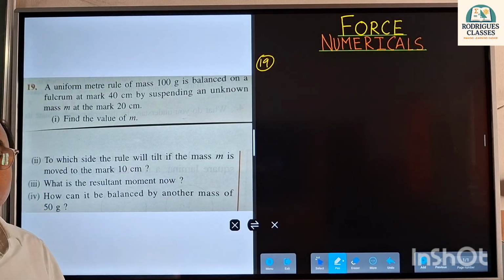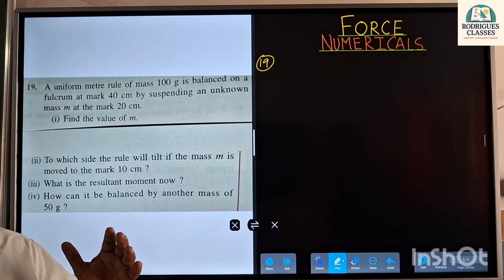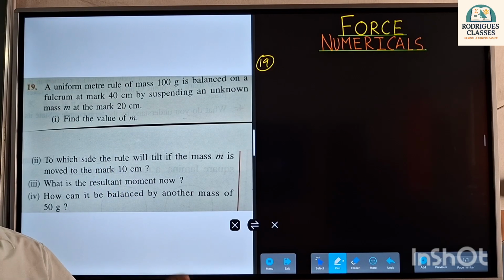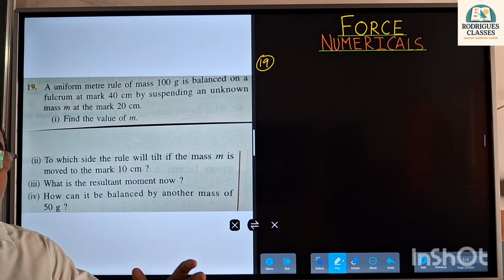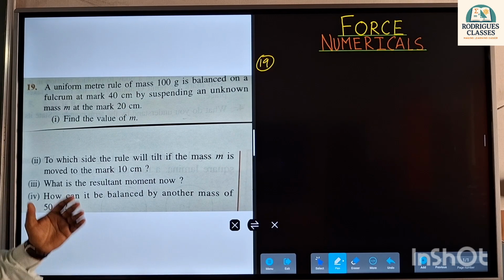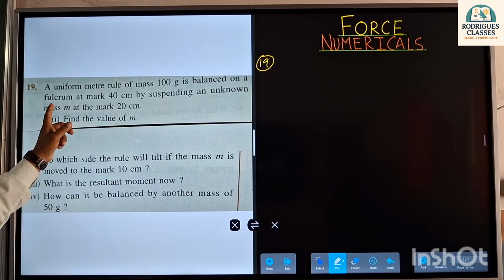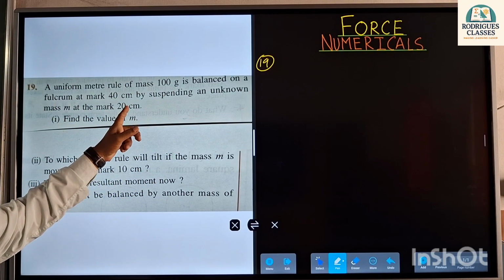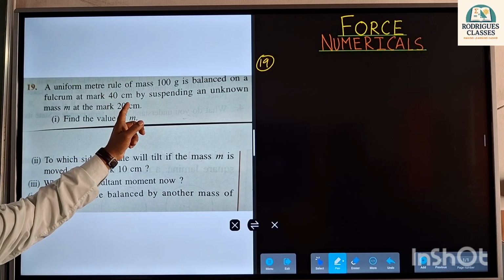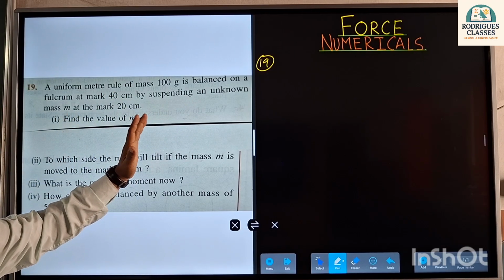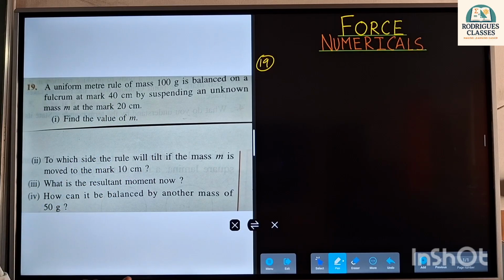Okay. Now let us come to question number 19. It has got a lot of things, and this numerical, if you understand it properly, will make all your ideas of this chapter clear. Question is like this: a uniform meter rule of mass 100 gram is balanced on a fulcrum at 40 centimeter. This is the point at which it is balanced by suspending an unknown mass m. There is an unknown mass m at 20 centimeter placed, and it gets balanced. We are asked to find the value of that m. Till here this part is very easy.